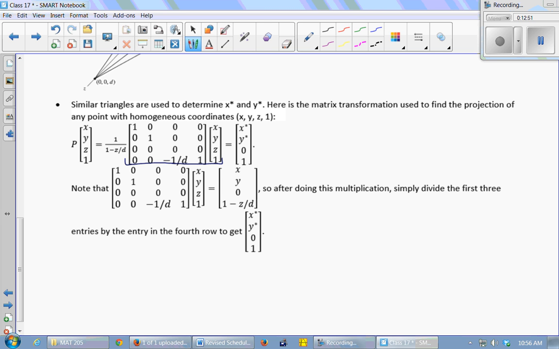And like I said, it's just the line that connects the viewer to the point in 3 space to the XY plane. And this is just the matrix that represents that transformation. So after you do this multiplication, the matrix times the vector, you divide every entry in the resulting vector by 1 minus z over d, by the 4th entry, and you get x star, y star, 0, 1. We'll do an example, and it will be much clearer.